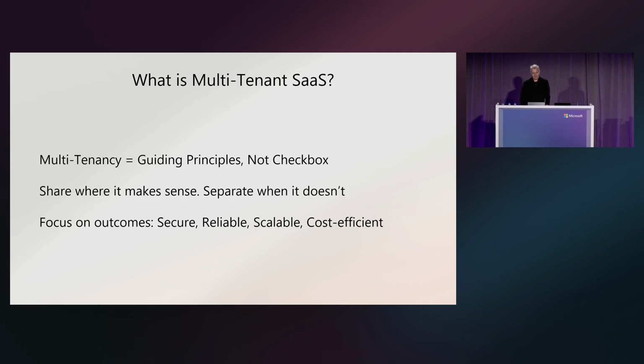What are you actually trying to achieve? Secure, reliable, scalable, cost-effective software. That's all your customers care about. They're not going to be aware of how pure SaaS you are or not. Multi-tenancy is a tool to get there, not the goal itself. Sometimes the most multi-tenant decision is to give the customer their own database. Sometimes it's to share everything. Both can be right depending on your constraints.